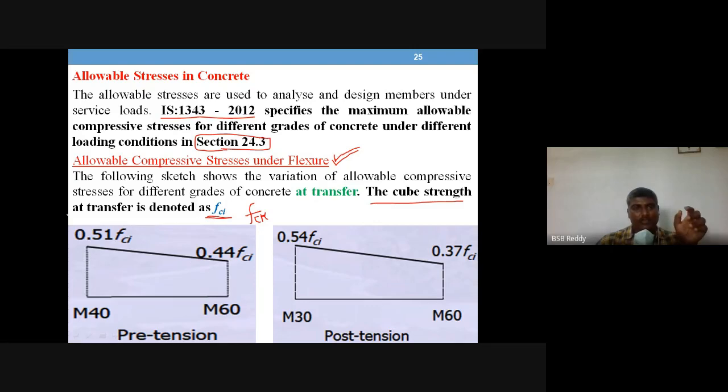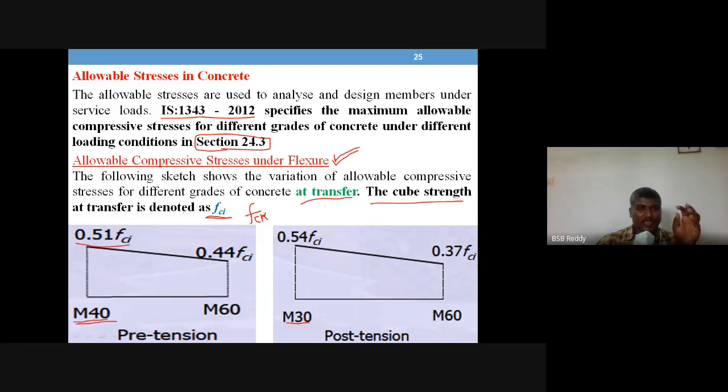Okay, the cube strength at transfer is denoted as FCI. For pre-tensioning, the minimum grade is M40. For post-tensioning, the minimum grade is M30, up to M60 grade. So for a particular case, I take pre-tensioning at transfer. For a grade of M40 concrete, how much stress is permitted?